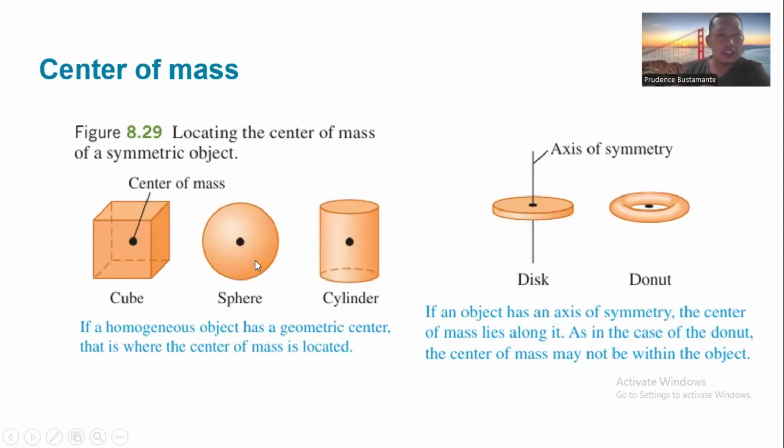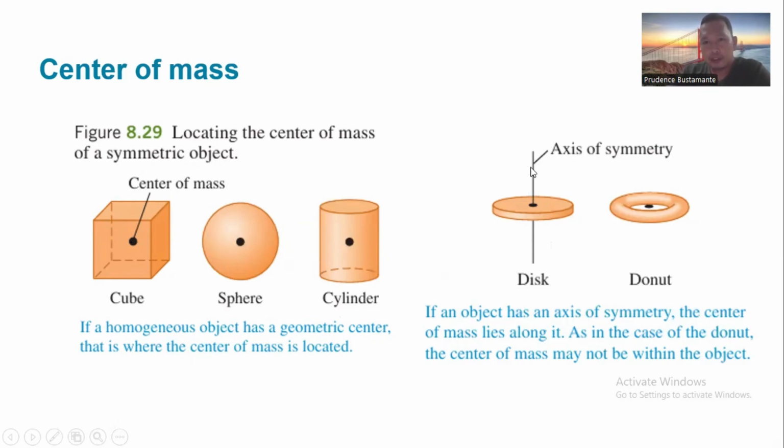How about the center of mass for homogeneous objects? For homogeneous objects, the center of mass is located at the geometric center, if the homogeneous object has a geometric center. It's like this cube: the geometric center of the cube is in this position, so that's the center of mass. For the sphere, it is the very center of the sphere, and also for the cylinder. If an object has an axis of symmetry, the center of mass lies along it.